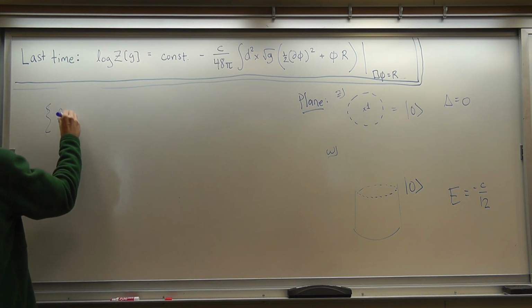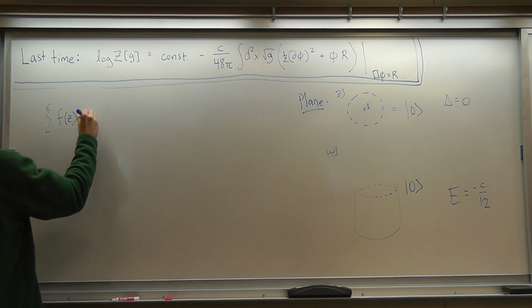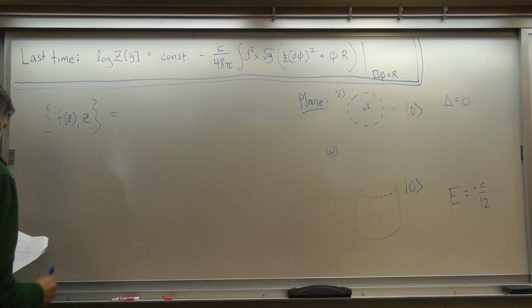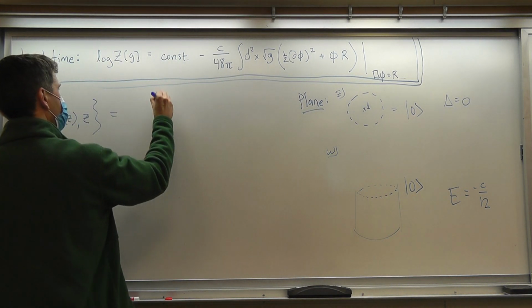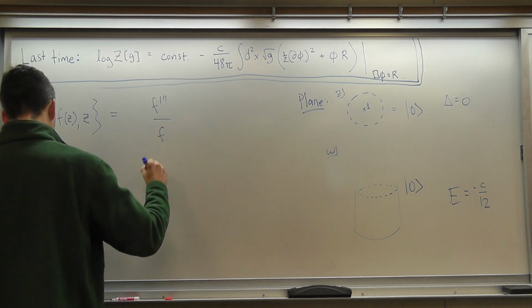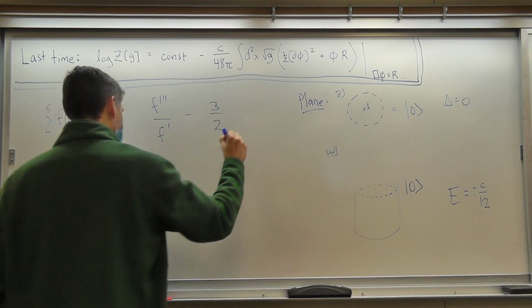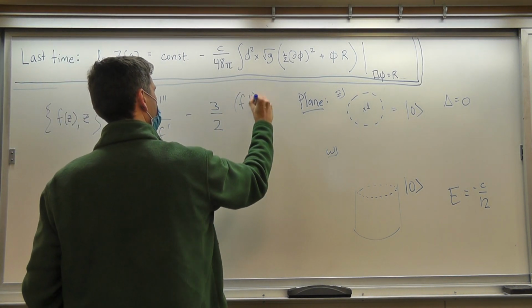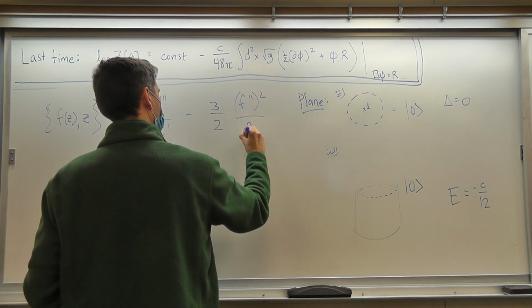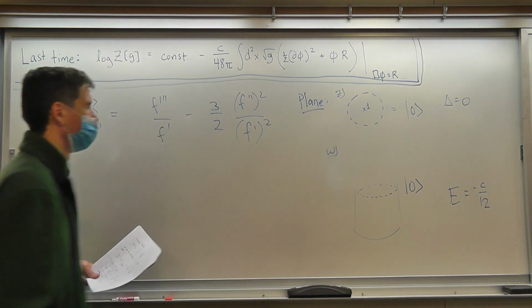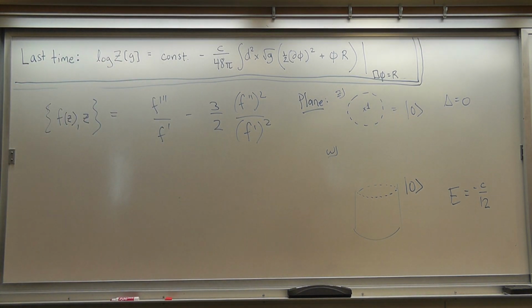The definition of this bracket thing, the Schwarzian derivative, is f triple prime over f prime minus 3/2 f double prime squared over f prime squared. So it's sort of a mess, but that's just what you get when you plug in that rho into the Liouville stress tensor.